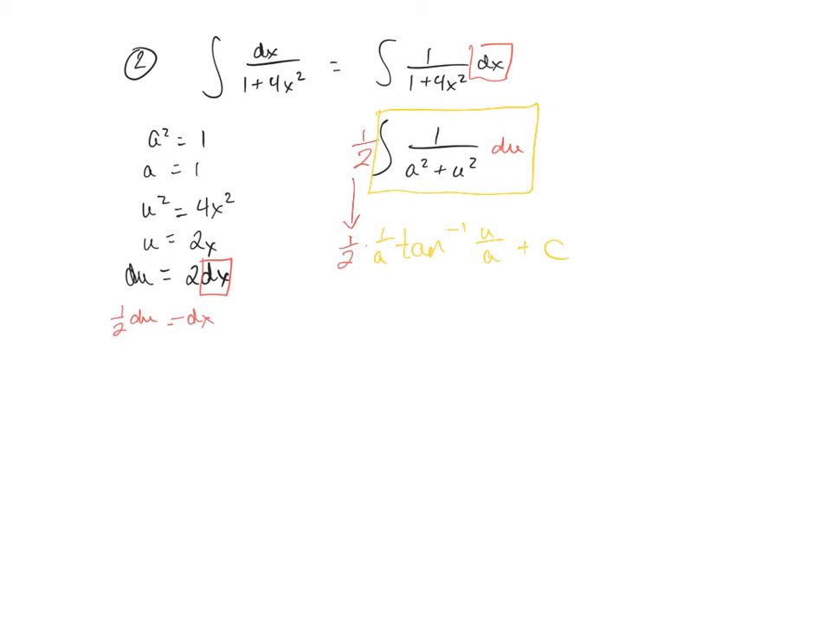So let's see what happens. I have my 1/2 times 1 over my a value, inverse tan of 2x, which was my u, divided by my a value of 1, plus c. Again, if it's a short answer, you could actually leave it like that. But if we're just going to simplify a little bit, that would become 1/2 as my coefficient, inverse tan of 2x plus c. And that is my answer.